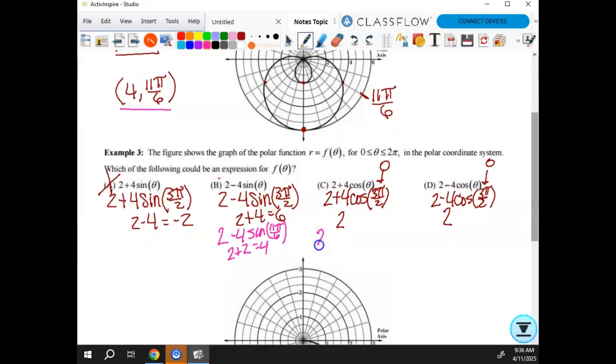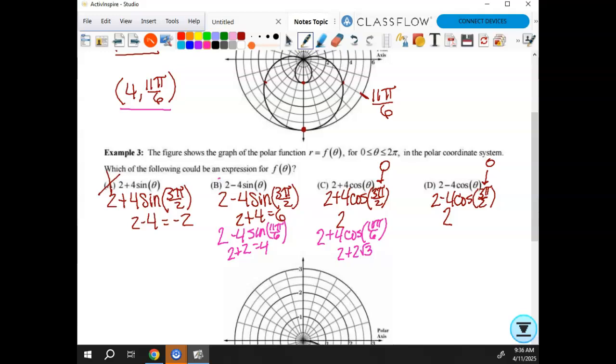When I do that here, 2 plus 4 times the cosine of 11 pi 6. What's the cosine of 11 pi 6? Square root of 3 over 2, right? And so square root of 3 over 2 times 4 is going to be 2 plus 2 square roots of 3. Wait, what did I say? That didn't come out of my mouth right. Square root of 3 over 2. I have no idea what just came out of my mouth. I think my brain was ahead of me. Square root of 3 over 2 times 4 is 2 square roots of 3. Yeah, I think I was just thinking way far ahead of myself.